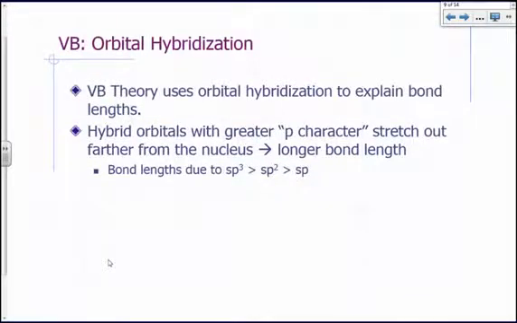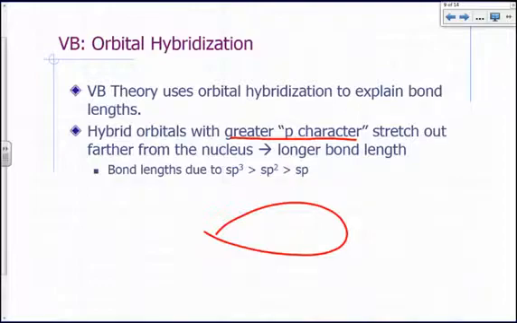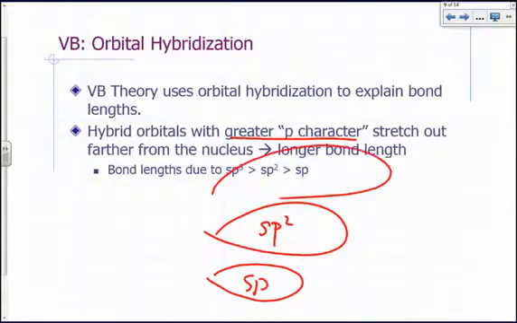Okay, we can also use valence bond theory and orbital hybridization to explain bond lengths. Generally, if you have hybrid orbitals that have a greater p character, they tend to stretch further out from the nucleus, and that would lead to a longer bond length. So, for example, a carbon sp3 hybrid is going to stretch out farther than an sp2 hybrid, and an sp2 hybrid farther than an sp hybrid. So that could lead to longer bonds.